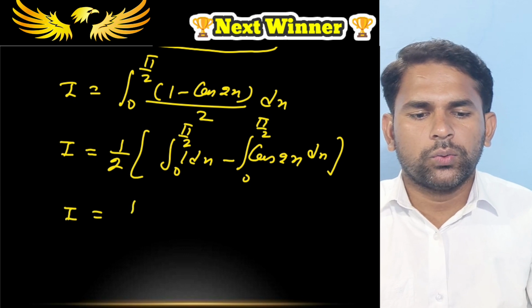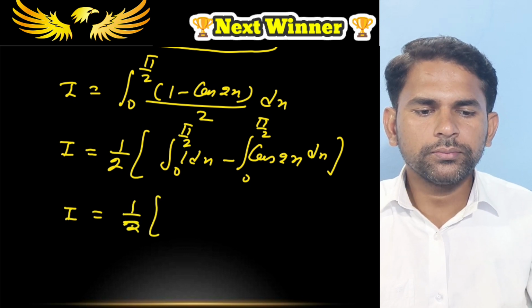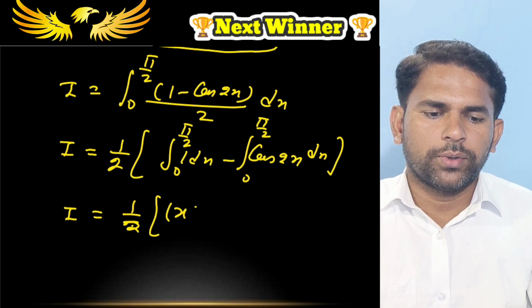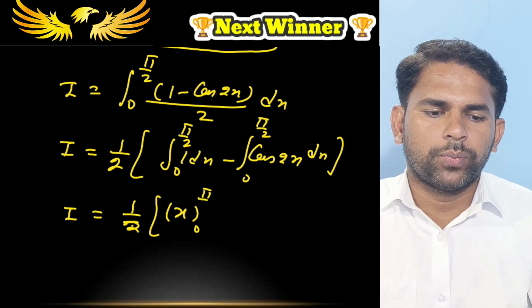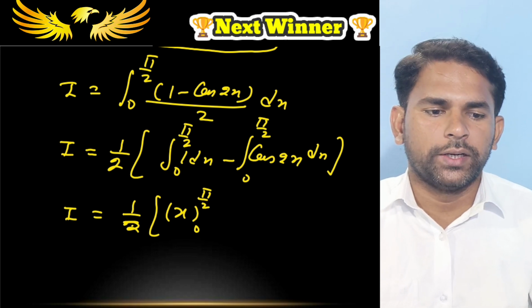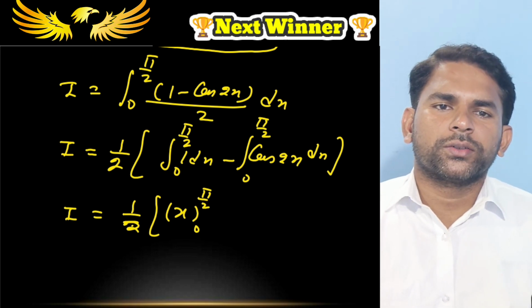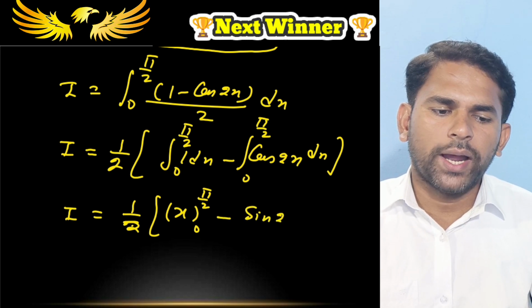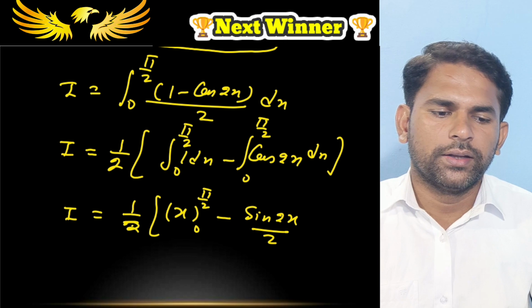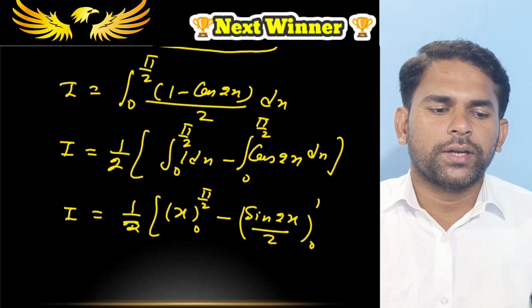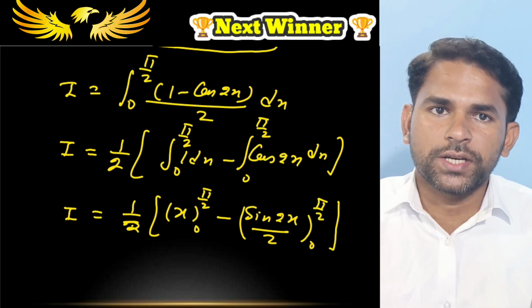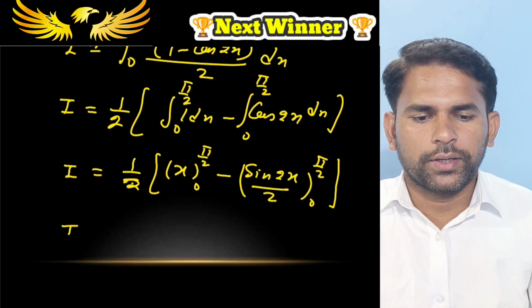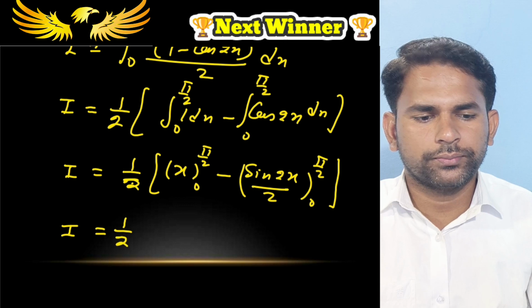So I is equal to 1 upon 2. Integration of 1 will be x, because dx is there, with limit 0 to pi by 2. Integration of cos 2x will be sin 2x, and extra divide by 2. In integration we divide by the extra factor, and in differentiation we multiply by the extra factor. So now we can write here 1 upon 2.